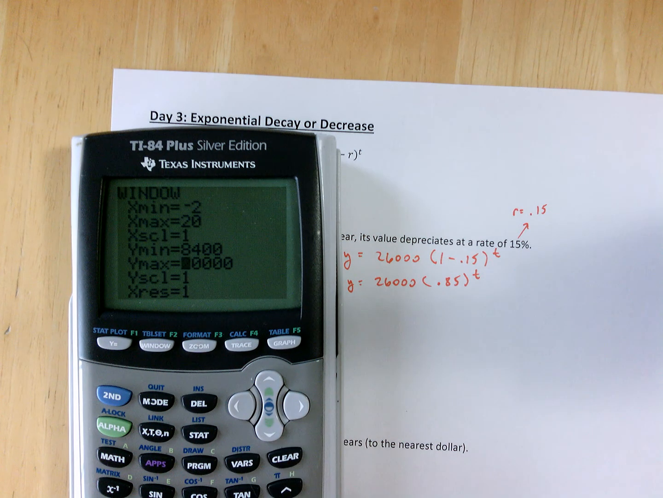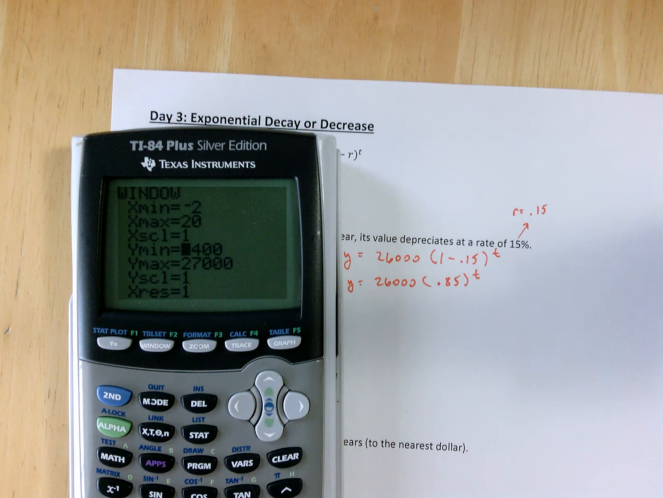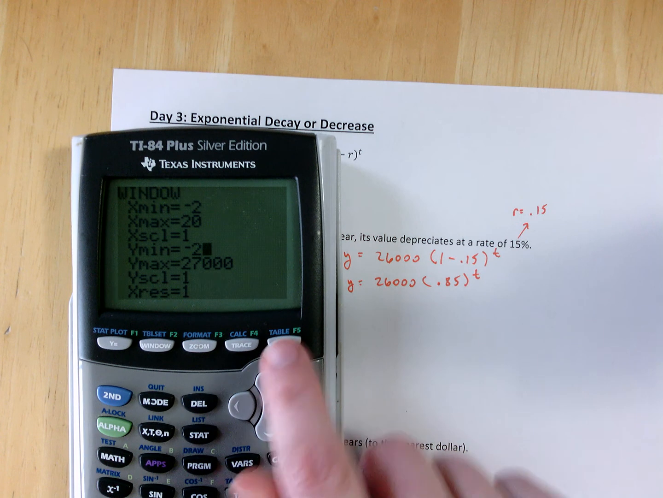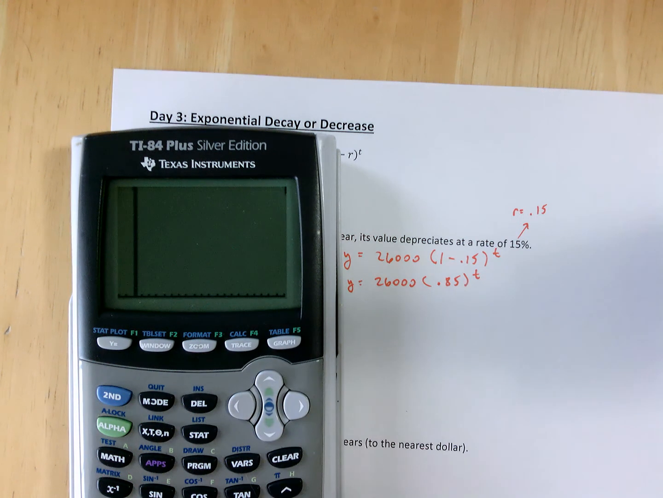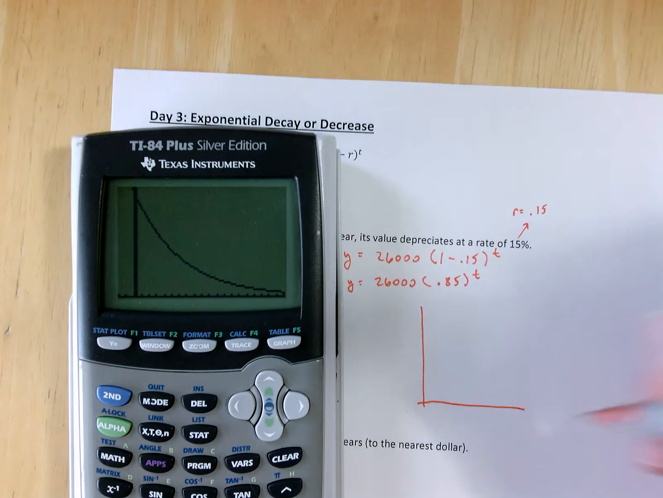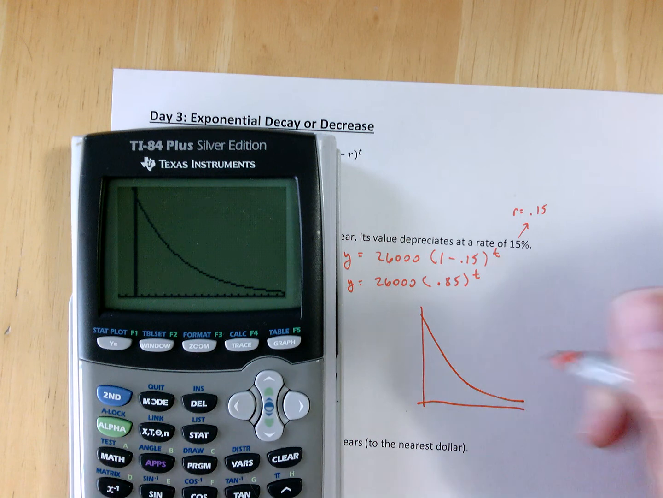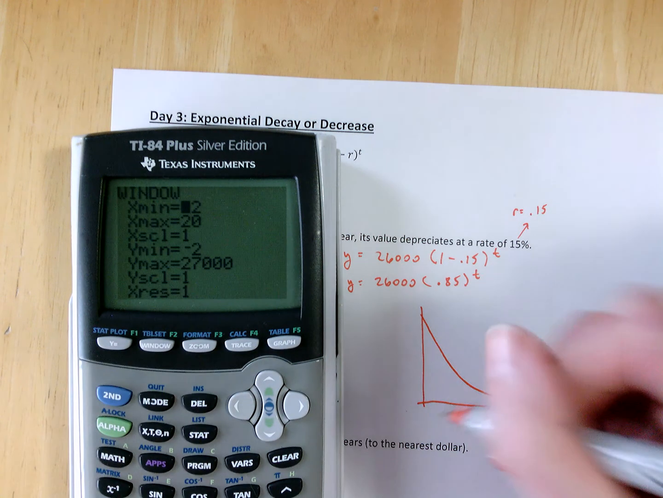So I want to make my y max maybe $27,000. And my y min, I don't know, let's just go with -2, just so we can see where the axis is. And we can adjust things from there if we need to. And that's actually a pretty good fit. It's always nice when the first time you try it, it works out. So here's my graph coming down like this.